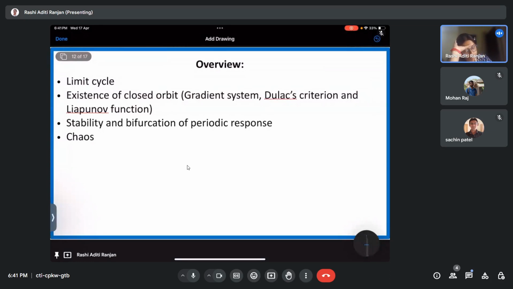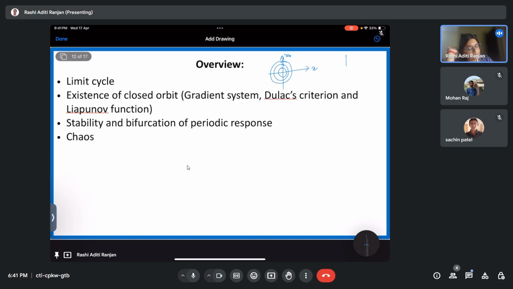Okay, so your periodic orbit is what? If this is my x and this is my x dot, this is my periodic orbit. Now, when I say periodic orbit, what I mean is that with the change of my initial condition, my amplitude is going to change. So my frequency is going to remain the same, but my amplitude is going to change. So this is my periodic solution, periodic orbit.